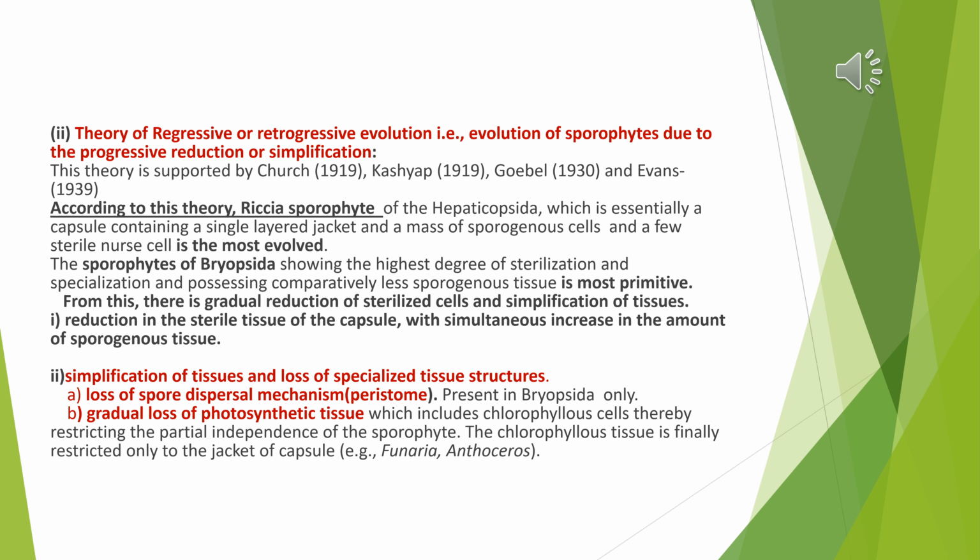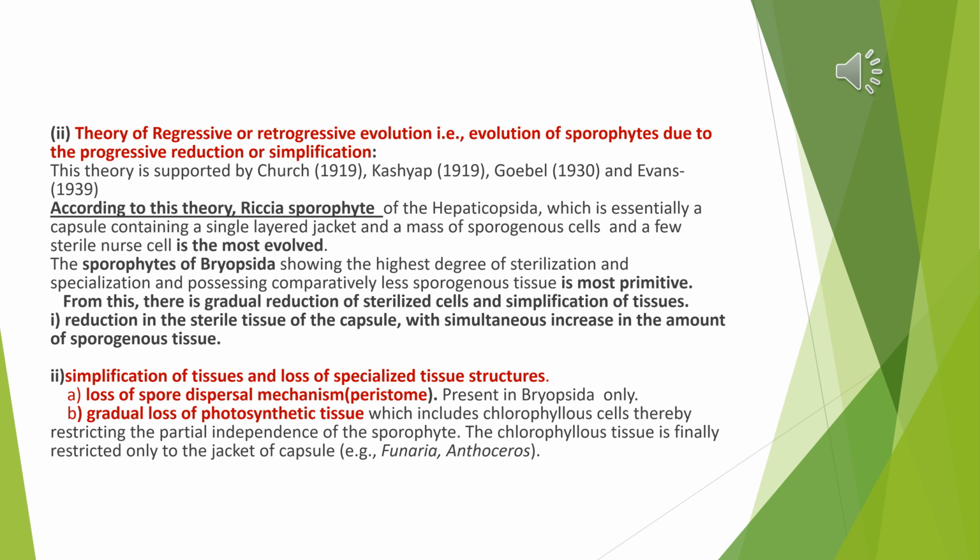According to this theory, Riccia sporophyte of the Hepaticopsida, which is essentially a capsule containing a single-layered jacket and a mass of sporogenous cells and a few non-permanent sterile nurse cells, is the most evolved. The sporophytes of Bryopsida, on the other hand, showing the highest degree of sterilization and specialization of the sporophyte and possessing comparatively less sporogenous tissue, is the most primitive. According to this theory, from Bryopsida, there is a gradual reduction of sterilized cells and simplification of tissues.